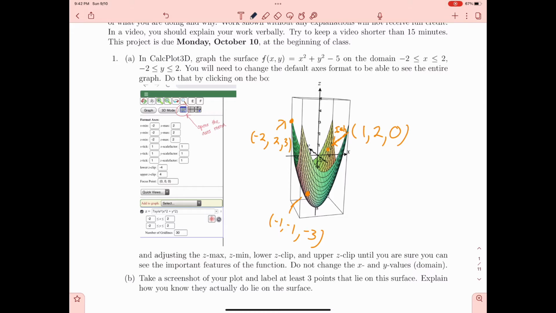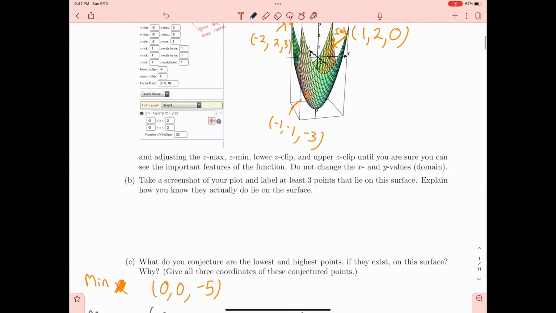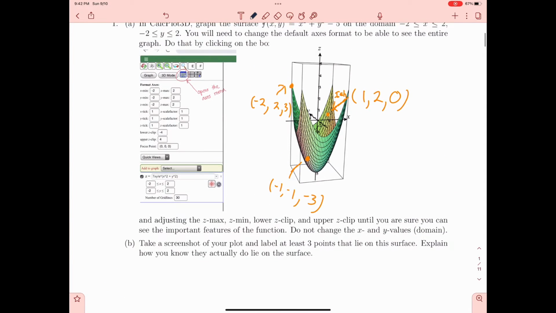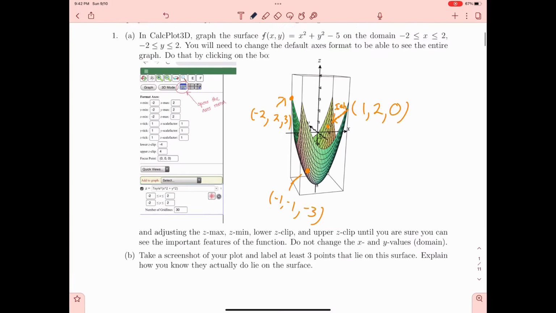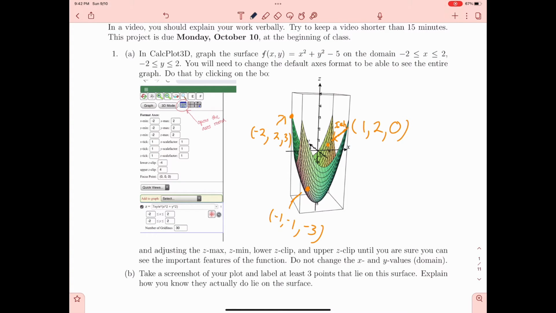So, we were supposed to select 3 points at random and find out whether or not they truly exist on this function. So our points are (negative 2, 2, 3), (1, 2, 0), and (negative 1, negative 1, negative 3). So, how do we know these points actually lie on the graph?